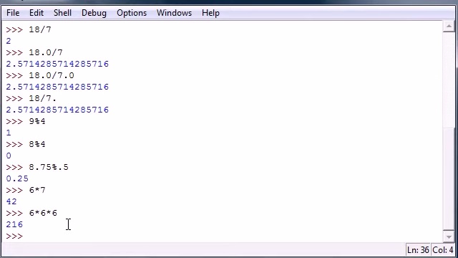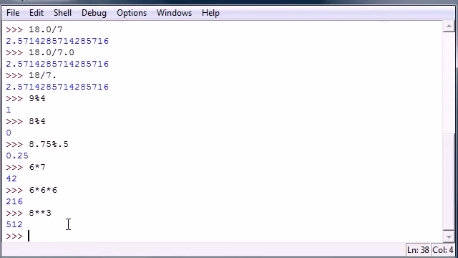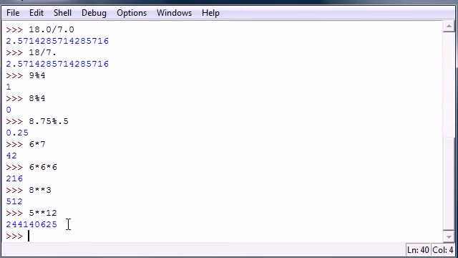Say you want 8 to the third power. All you have to do is type 8, 2 stars, and then type whatever you want the exponent to be. 8 to the third, bam, wham, bam, thank you, ma'am. And you can do this with any exponent you want. So instead of typing 5 times 5 times 5 times 5, I said that wrong, but oh well, just type 5, star star, 12. Bam. That'll give you your answer. And you can also do this when your number is negative as well. So negative 5 exponent 4.